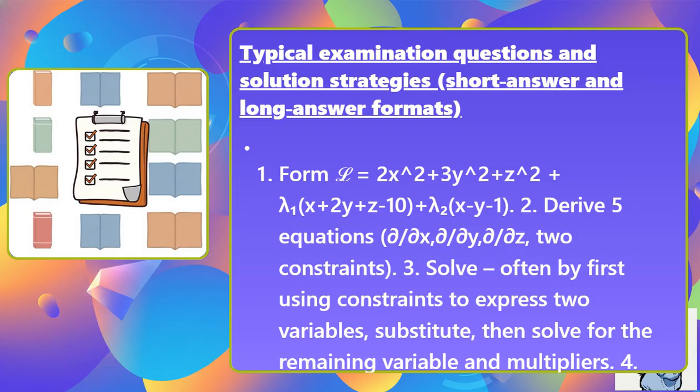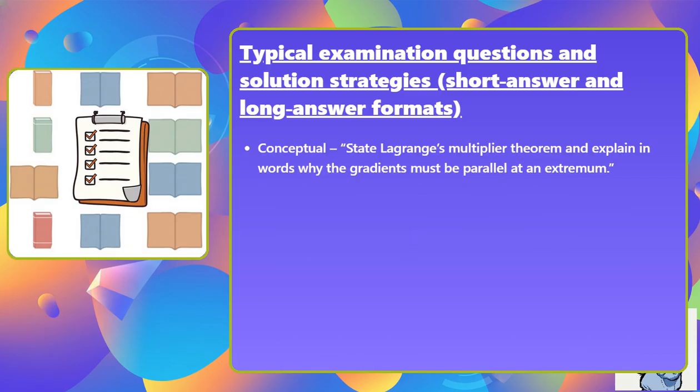Step 5. Build the bordered Hessian, size 5 by 5. Step 6. Compute the relevant principal minors. Apply the sign rule to conclude that it is a minimum. Conceptual: state Lagrange's multiplier theorem and explain in words why the gradients must be parallel at an extremum.